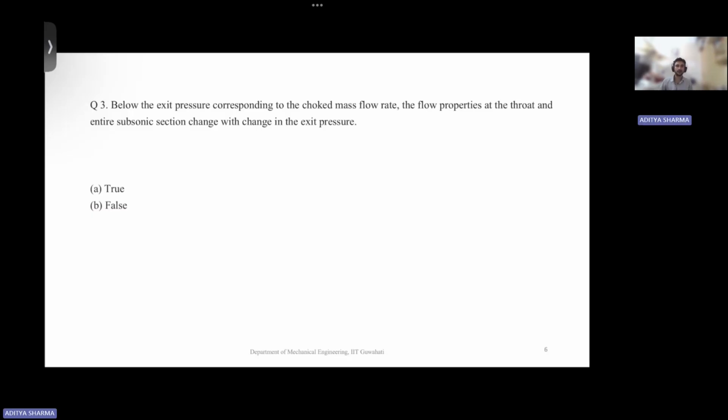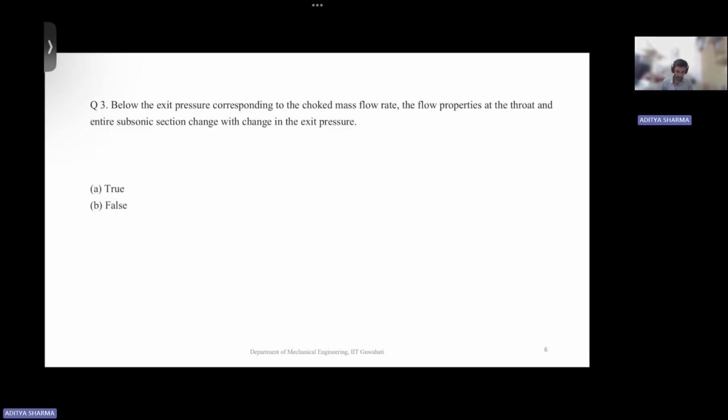So here the question says that below the exit pressure corresponding to the choked mass flow rate, the flow properties at the throat and entire subsonic section change with change in the exit pressure. I hope the question is understood.